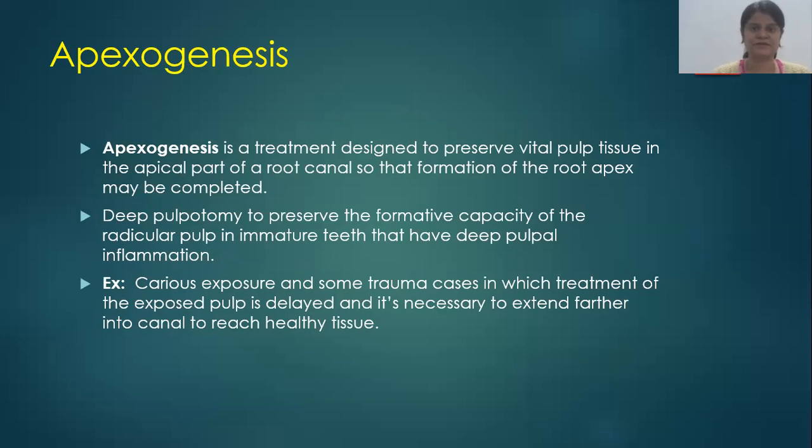Apexogenesis is a treatment designed to preserve the vital pulp tissue in the apical part of the root canal so that the formation of the root apex may be completed. Deep pulpotomy cases to preserve the formative capacity of the radicular pulp is done in an immature tooth that has deep pulpal inflammation. What are the examples for these apexogenesis procedures? For example, caries exposure and some trauma cases in which treatment of the exposed pulp is delayed and it is necessary to extend further into the canal to reach the healthy tissue.